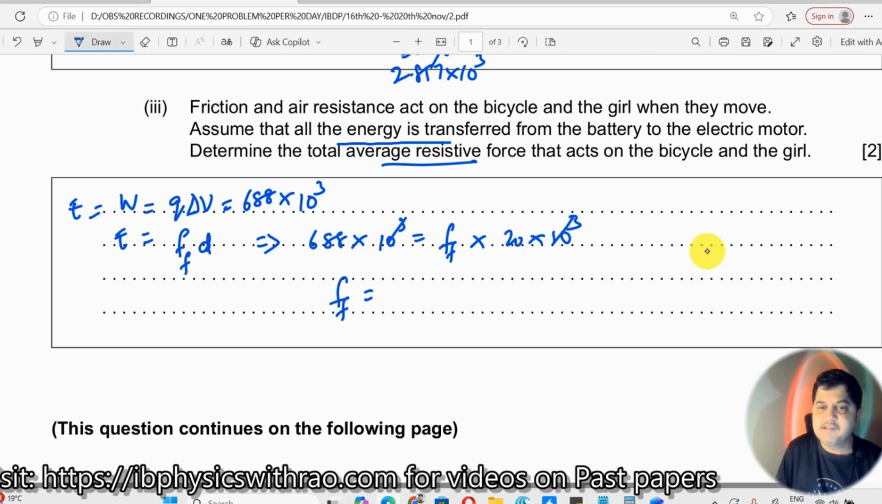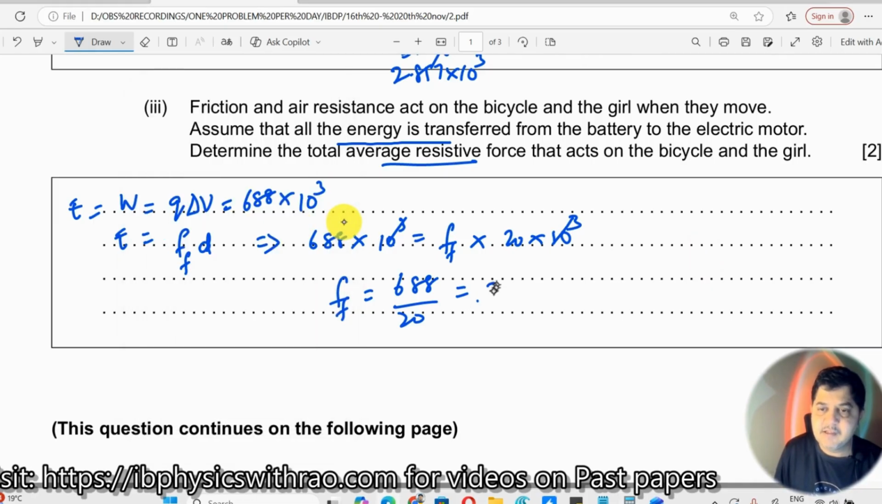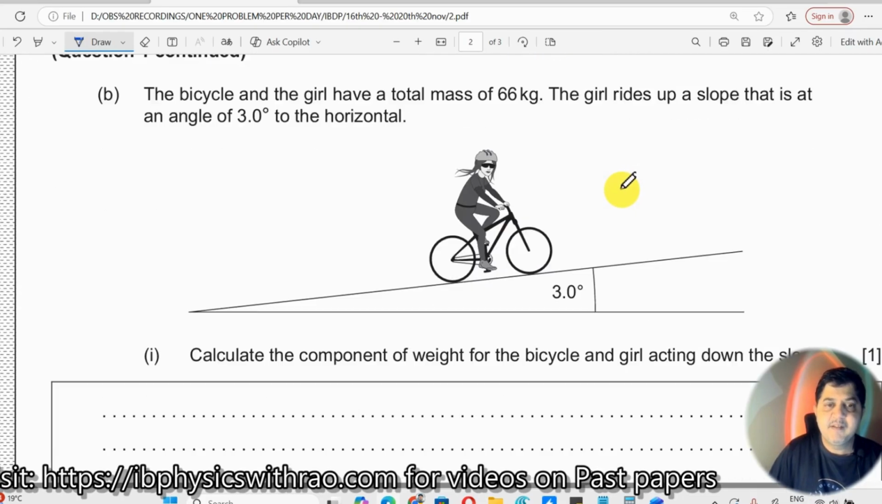Frictional force or resistive force would be 688 divided by 20, which is 34.4. So we get this as 34.4 Newton. Okay, let me move on to the next question.